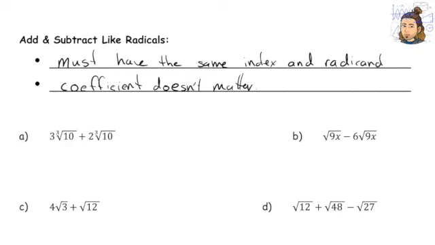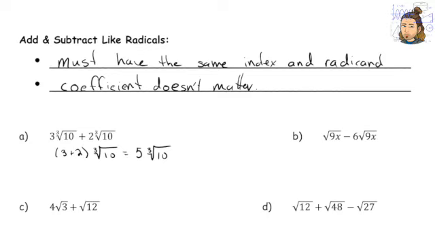All right, so if we take a look at this, we have 3 cube roots of 10 plus 2 cube roots of 10. So if we look at this using the distributive property, we can see that we could factor out that cube root of 10, and we would get 3 plus 2 times the cube root of 10, meaning we can just add 3 plus 2, giving us 5 cube roots of 10.